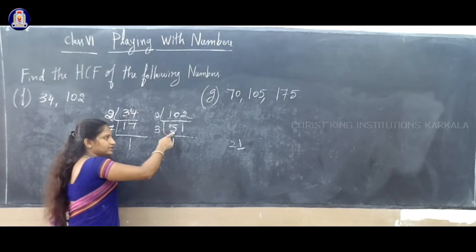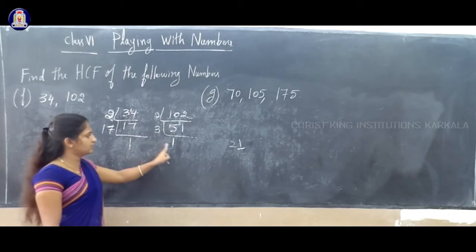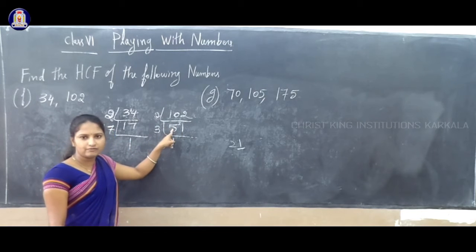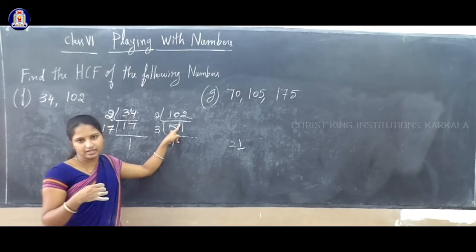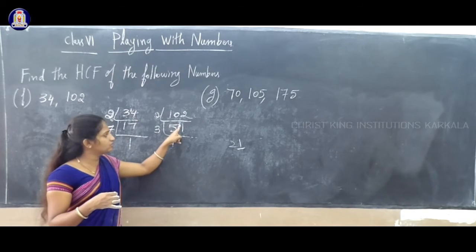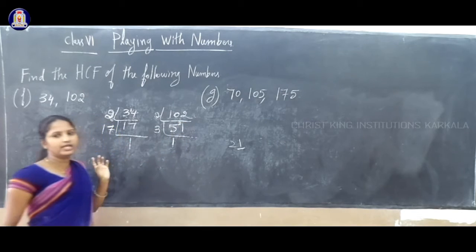3 1s are 3. How much remaining in 5? 2 is remaining. If you consider 3 1s are 3, in 5, if you subtract 3, how much remaining? 2 is remaining, right? So you will consider now this is 21. It's not 3, this is 21.